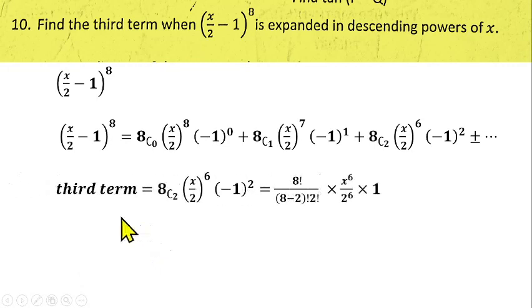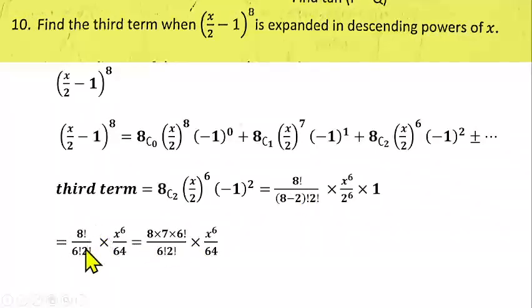So the third term is 8 combination 2 into x over 2 raised to power 6 into minus 1 squared. If you simplify this, 8 combination 2 is 8 factorial over 8 minus 2 factorial times 2 factorial. Then multiply by x raised to power 6, then divide by 2 raised to power 6, because this power of 6 is affecting both x and 2. Then minus 1 squared is 1. Then from there you can simplify this further.